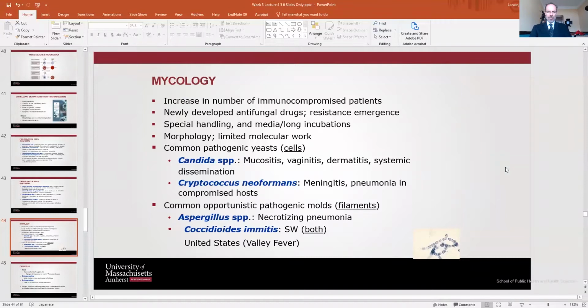Common opportunistic pathogenic molds: Aspergillus spp, necrotizing pneumonia. Definitely don't get that. Coccidioides immitis. I can't pronounce that. That's okay, you can read. So yeah, obviously yeast infections are common, Candida infections are common, but there are some very serious fungal diseases out there.